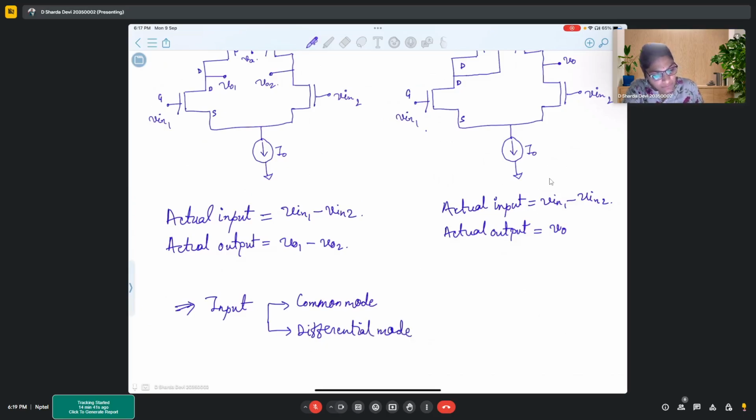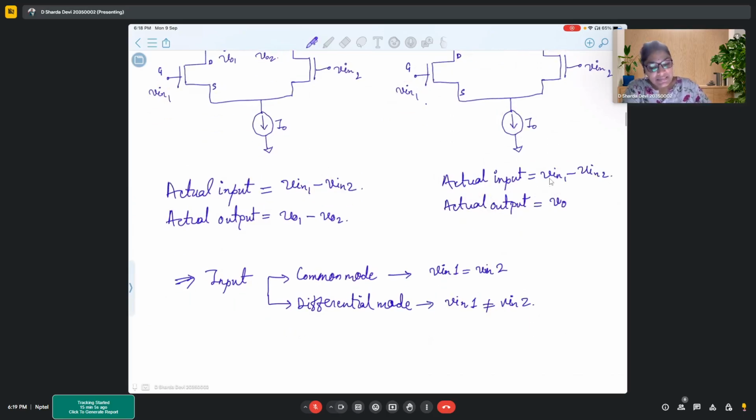So when we say common mode input, what we basically mean is Vin1 equal to Vin2. And when we say differential mode input, the two inputs are not equal, basically. Vin1 is not equal to Vin2. You can understand it like that.